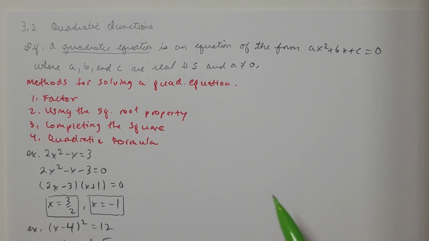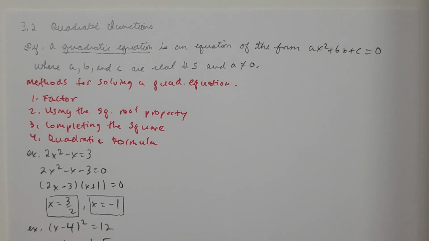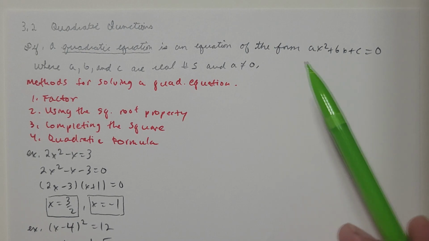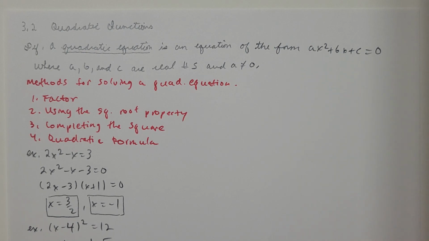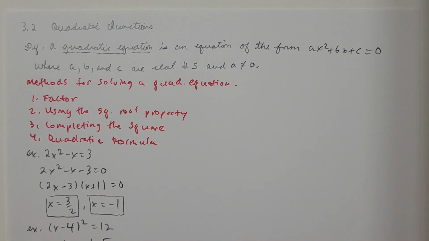It says that a quadratic equation is an equation of the form ax squared plus bx plus c equals 0, where a, b, and c are real numbers and a is not 0. So I'm in polynomial form, and I'm just adding up these 3 terms. Every single power of x is a whole number, right? And the coefficients a, b, and c are real numbers.